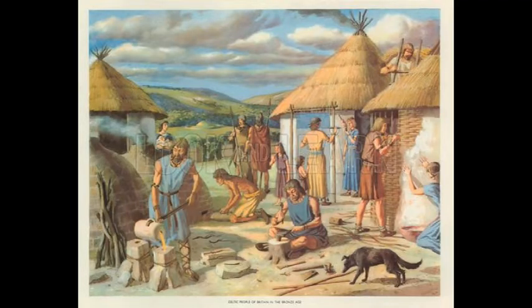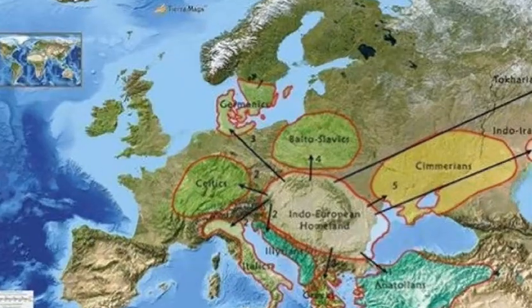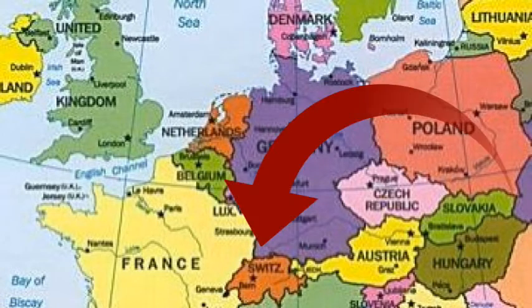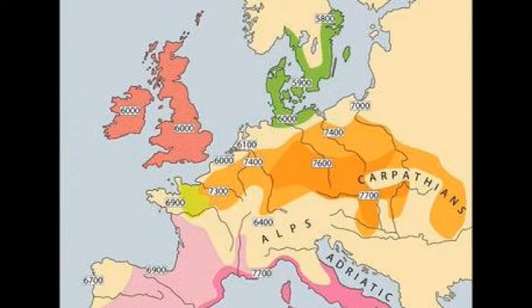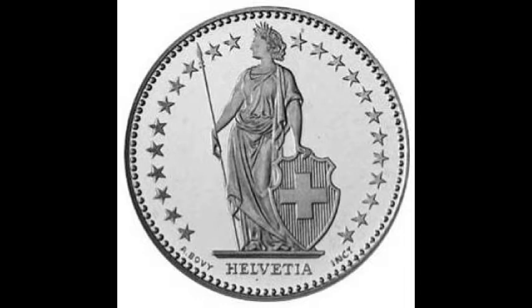The Celtic Helvetii, for example, who were confined by the Germanic people to the area that is now Switzerland in the 1st century BC, had once extended as far east as the Main River. To this day, the Swiss refer to their country as Helvetia.